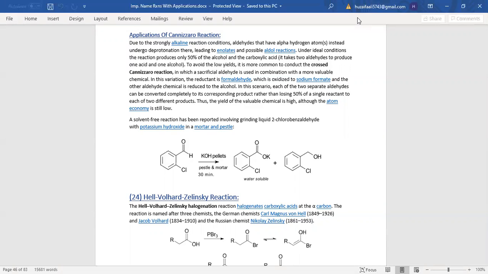In this scenario, each of the two separate aldehydes can be converted completely to its cross-reaction product rather than losing 50% of a single reactant to each of two different products. Thus, the yield of a valuable chemical is high, although the atom economy is still low.